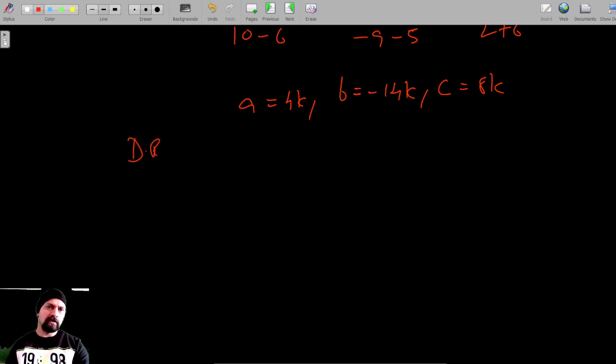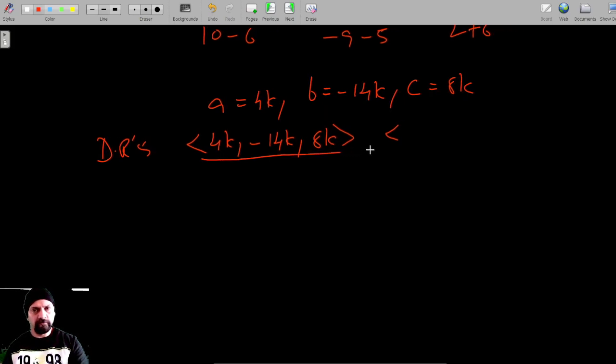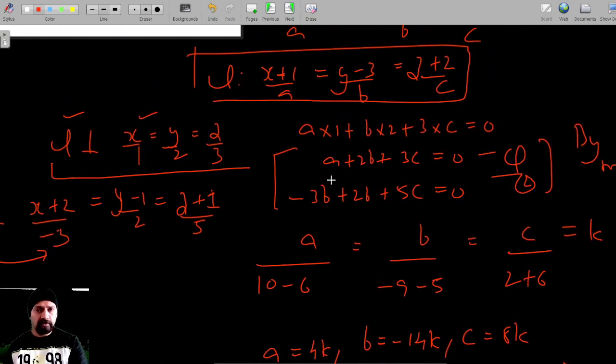So these are the direction ratios, which are 4k, minus 14k, and 8k. And we know the direction ratios are multiples of some constant. So let's take out the constant 2k, which will give us 2, minus 7, and 4. So these are the direction ratios of the line.